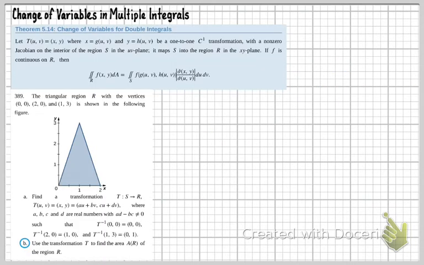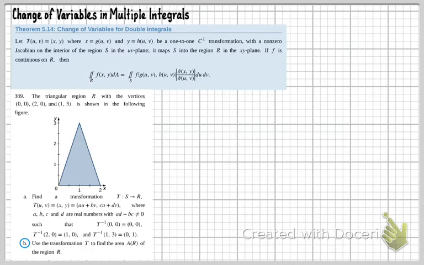Now let's go back and take a look at this formula here. It tells me if I plug my u's and v's into my function of x and y, multiply by the Jacobian, and take the du dv there, then that will be equal to the original integral. What we were told to do was find the area, because part B says use the transformation T to find the area A(R) of the region R. We could do this using a geometric formula, and we will, just to confirm our findings. But we're going to use the Jacobian here.